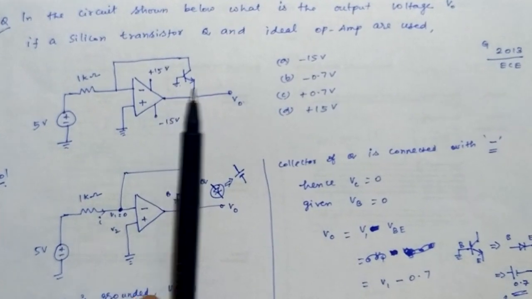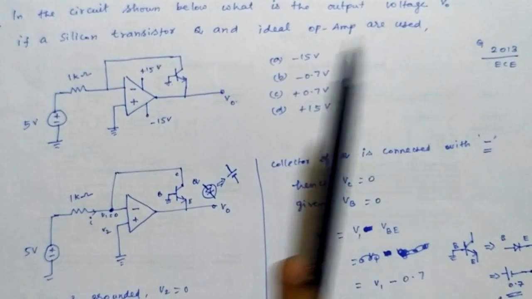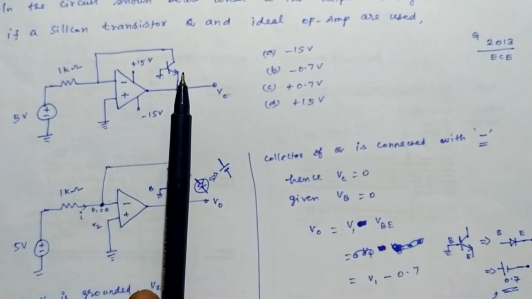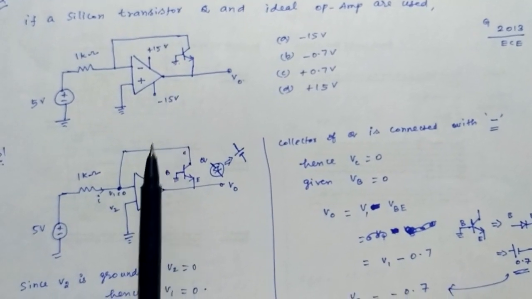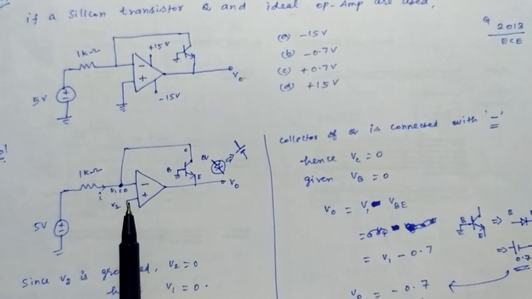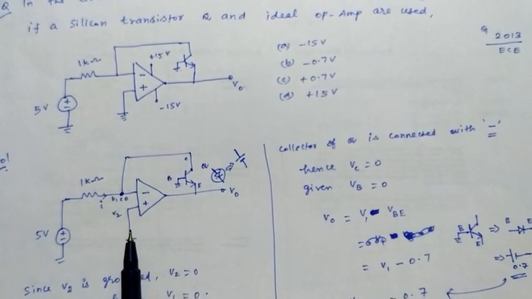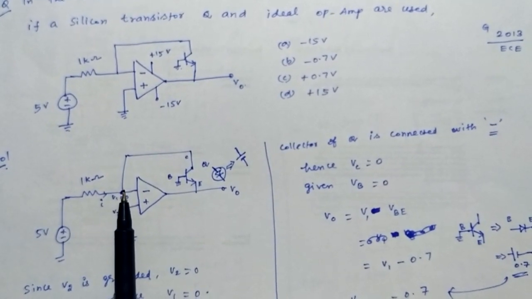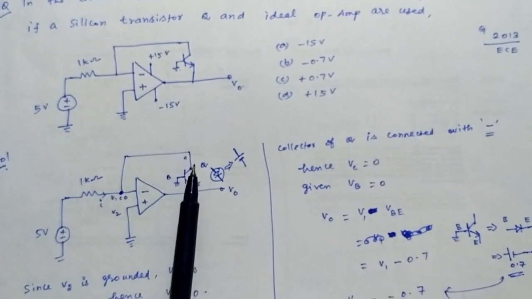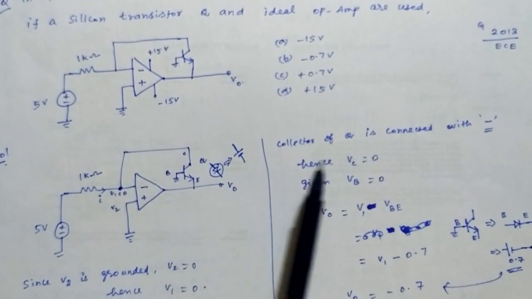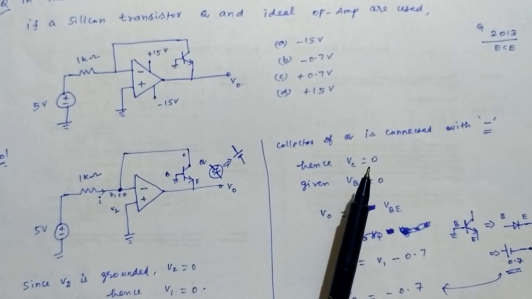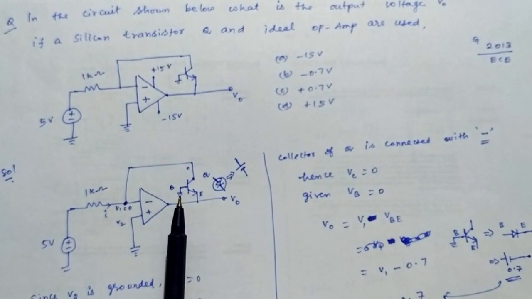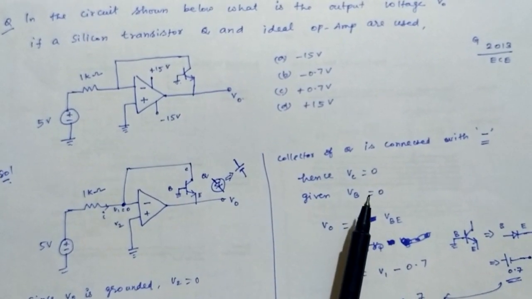In the circuit shown below, what is the output voltage V0? The transistor is a silicon transistor. The op-amp is an ideal op-amp. Now here, from the analysis, the plus terminal, that is the non-inverting terminal, is grounded. So therefore this inverting terminal is also grounded, that is 0 volt. So this 0 volt is directly connected to the collector of the transistor. So therefore the collector terminal has the voltage of 0 volt. Also it is given in the diagram, the base terminal of the transistor is also 0 volt.